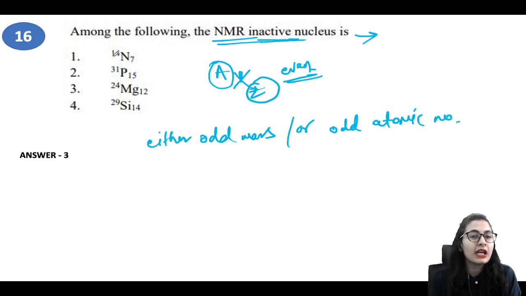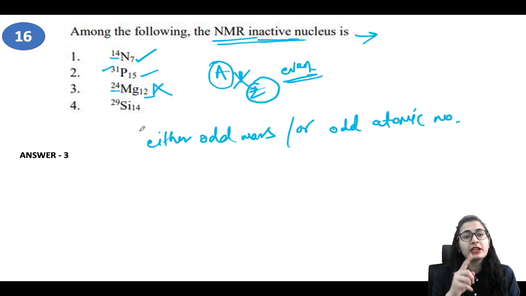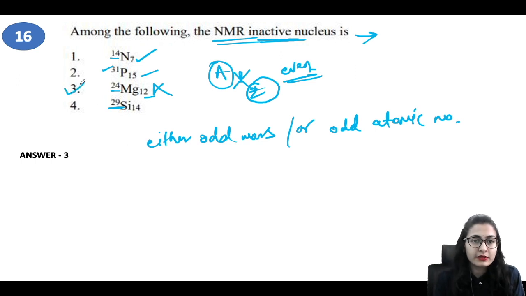यहाँ पे क्या है? Mass is even, लेकिन atomic number odd है. Here both of these are odd. Here both of these are even. So absolutely magnesium is the one which is inactive. Here the mass number is odd. So well, 3 is the correct answer.